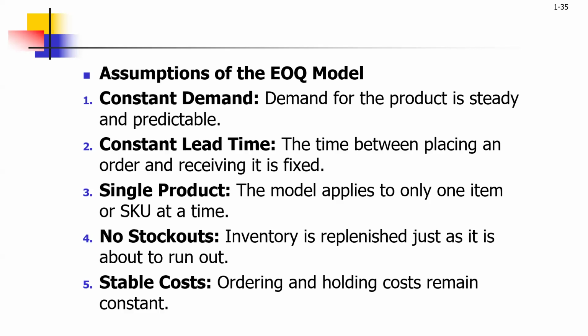And stock out. It assumes that there are no stock outs. We don't have to have zero stock before you order. And then stable costs. It's believed that ordering and holding costs remain quite constant, even though in reality there might be some fluctuations, but we don't expect large variations. Otherwise, our formula might not serve you optimally. But these are things that we need to assume before we can work out something.